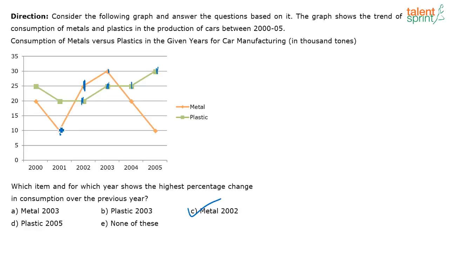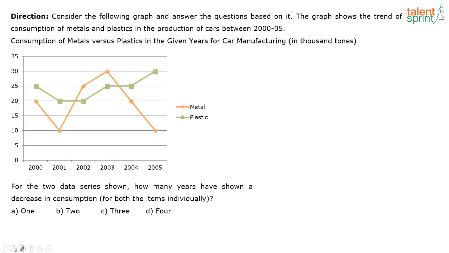See, this is the only place where 10 is becoming 25. So double of 10 is 20, so it is becoming more than double of what it was in the previous year. Such a kind of increase, nowhere else you can find. So the correct answer is option C, metal 2002.